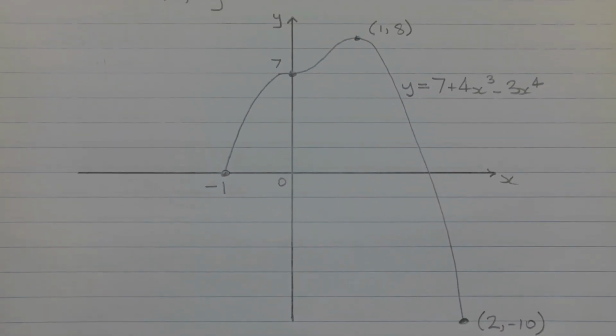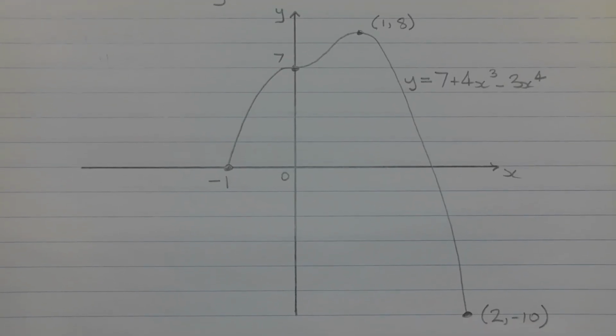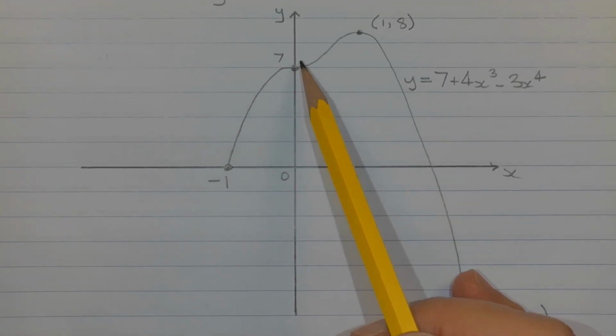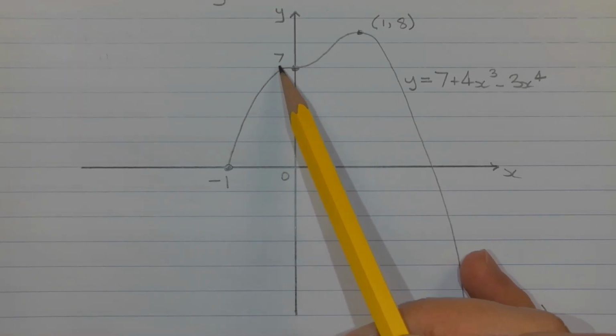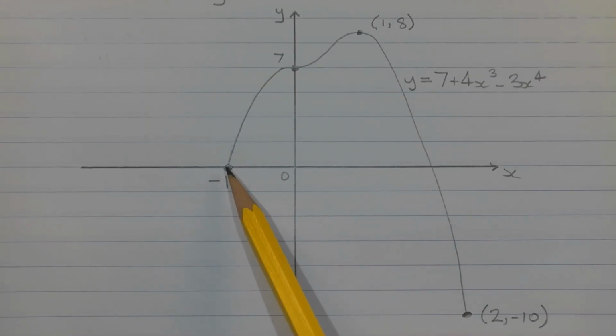So here is a sketch of the graph y equals 7 plus 4x cubed minus 3x to the power of 4. And we've shown here the horizontal point of inflection and the local maximum. And we've also shown the location of the endpoints of our graph, which is (-1, 0) and (2, -10).